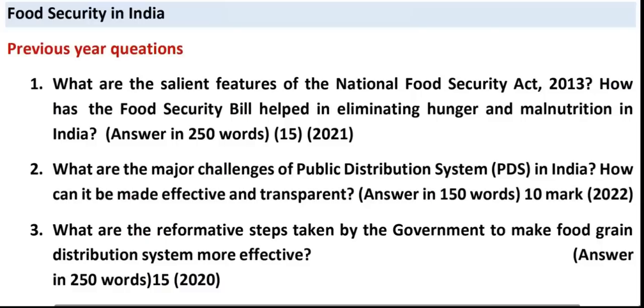Today we are going to discuss one more important topic, and that too from a mains perspective: food security in India. This topic is important for GS Paper 3, where you can directly get the topic, and here once again we are starting with previous year questions. So we have given some previous year questions.